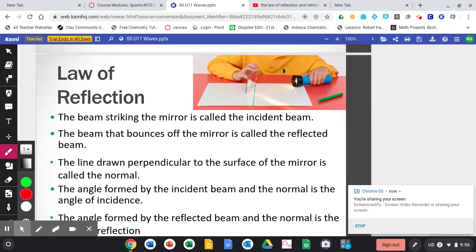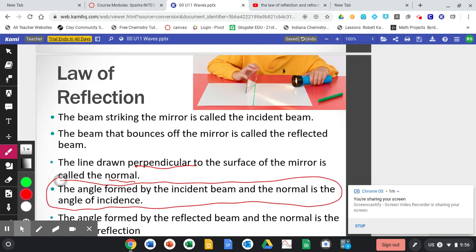There is a law of reflection. We have a couple of things that we've got to get explained here. We are going to draw a perpendicular line to the surface of the mirror called the normal. And so here is the law of reflection. This is the law here. You might write that down as the law.